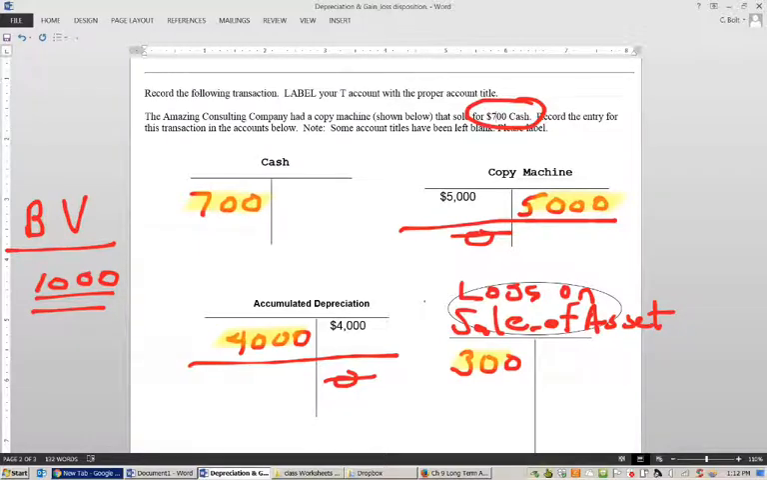So again, selling a copy machine that has a book value of $1,000, when we sell it for $700, we have a loss. That loss is recorded here, and that's all that has to occur. This loss is going to go on the income statement. It's very similar to an expense.